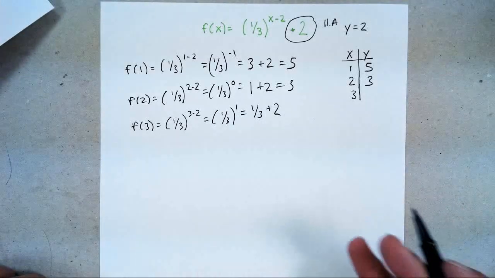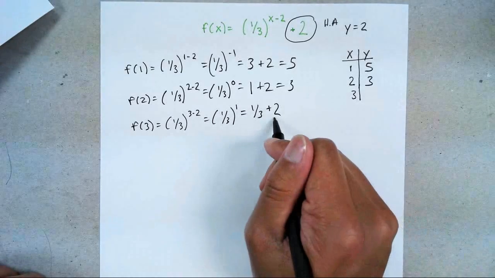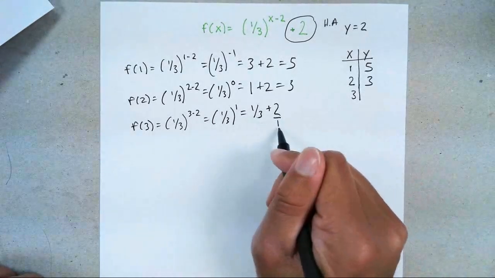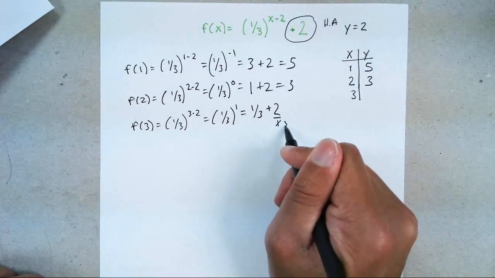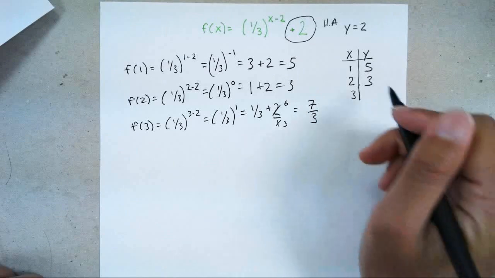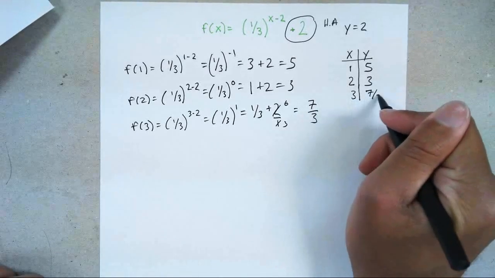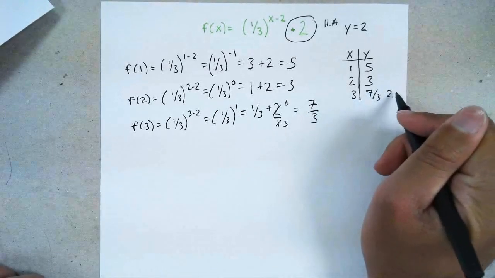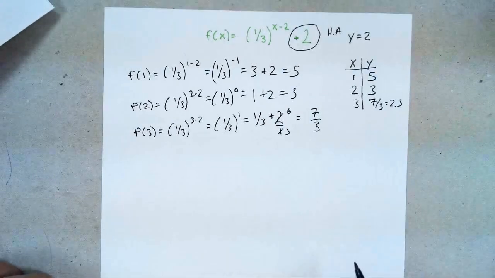Now, if you have a calculator, plug it in. If not, get an LCD. LCD of 1/3 and 1 is going to be 3. So then this becomes a 3. This becomes 6. So that you get 7/3, or something like 2.3.